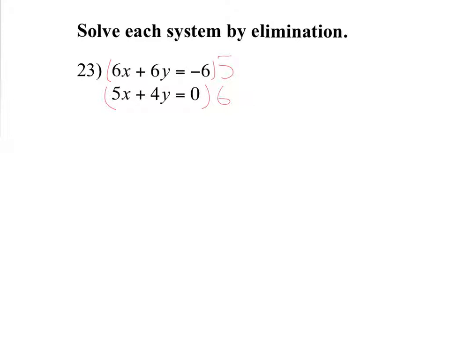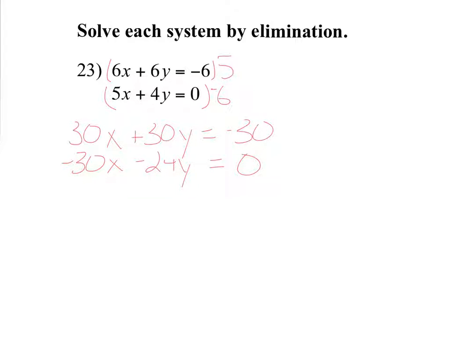The top becomes 30x plus 30y is equal to -30. And the bottom becomes, let's do -6 instead so we can add these, -30x minus 24y is equal to 0. When I add these together, my x's cancel out. I end up with 6y is equal to -30, which means that y is equal to -5.